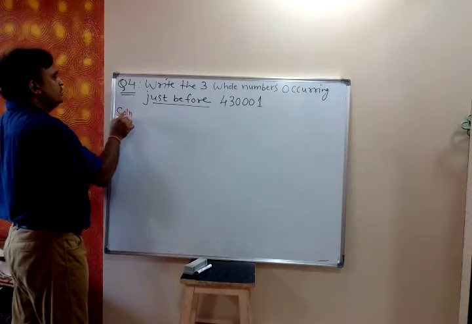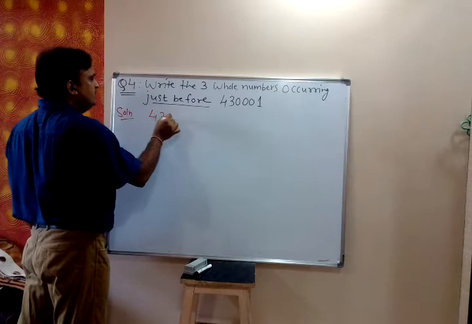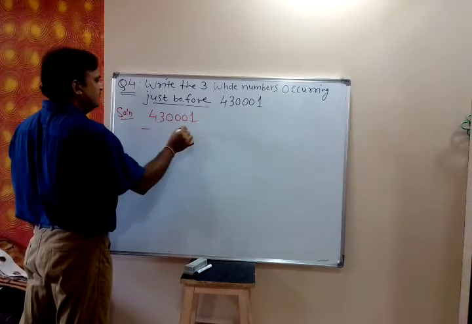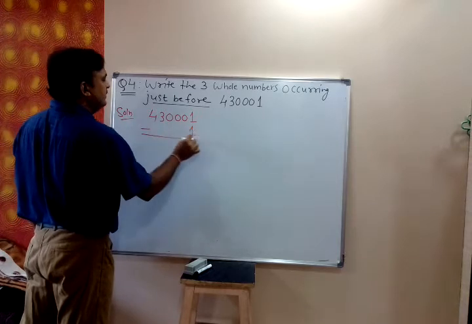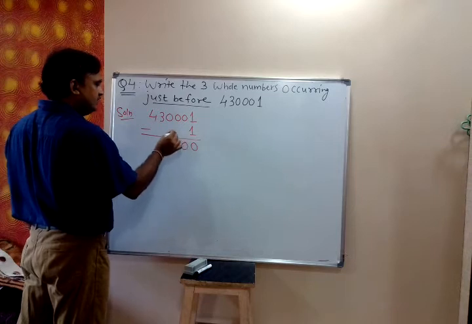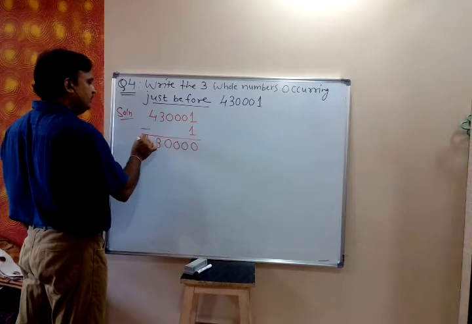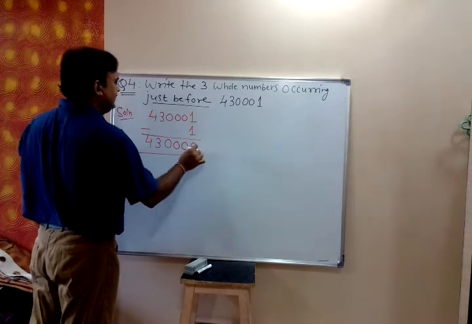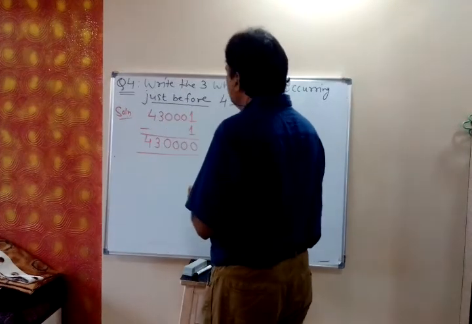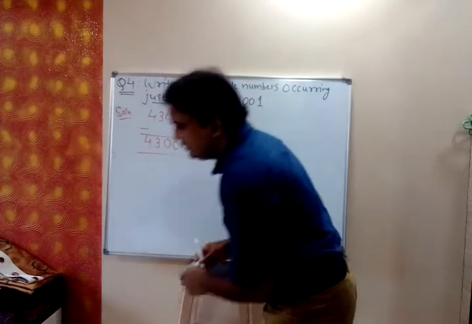So we write the solution. The number is 4,30,001. We subtract 1. We get the first whole number. 1 minus 1, 0. Then 0, then 0, then 0, then 3, then 4. It is 4,30,000. This is the first whole number before this.